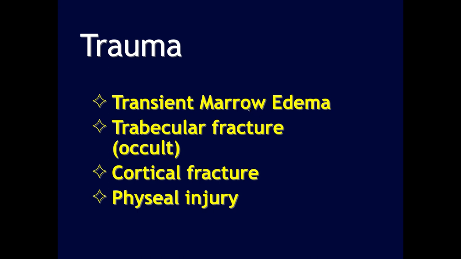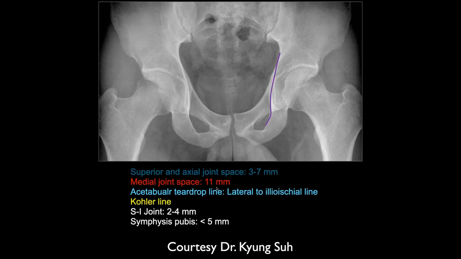I can talk about transient bone marrow edema. In the old days, this was called transient osteonecrosis of the hips. With MR, we've really changed this diagnosis from being an osteonecrosis to really being a trabecular bone injury pattern. We'll talk about other forms of occult trabecular fracture, cortical fracture, and fascial injury.